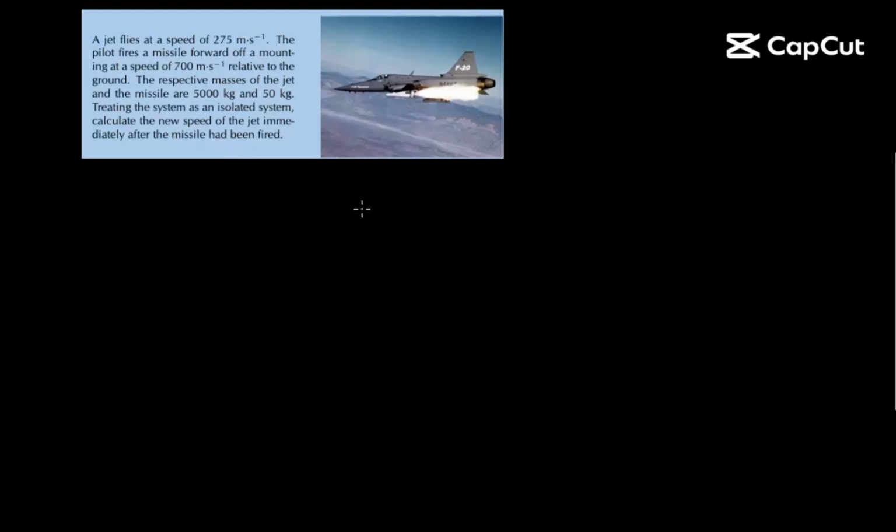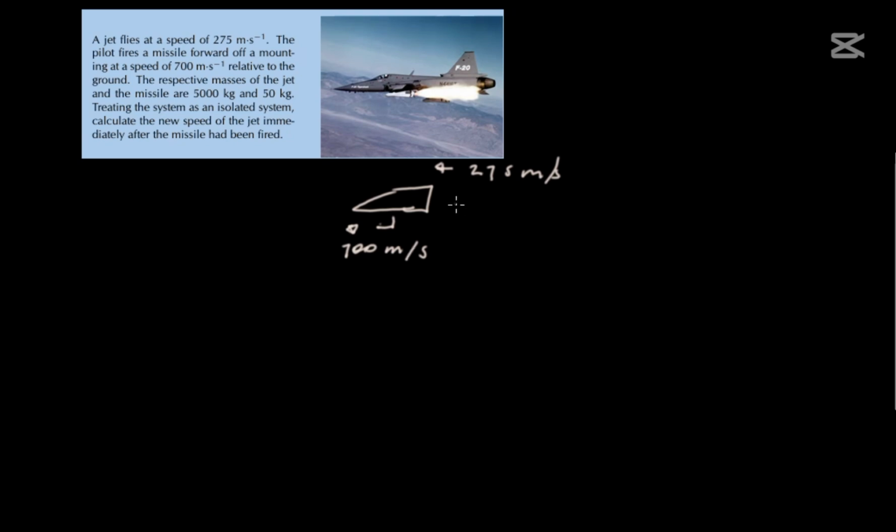For this case, we are given a jet, maybe moving to the left with a speed of 275 meters per second, and then this jet fires a missile at a speed of 700 meters per second. So the mass of the object, or let me just read the statement over here.